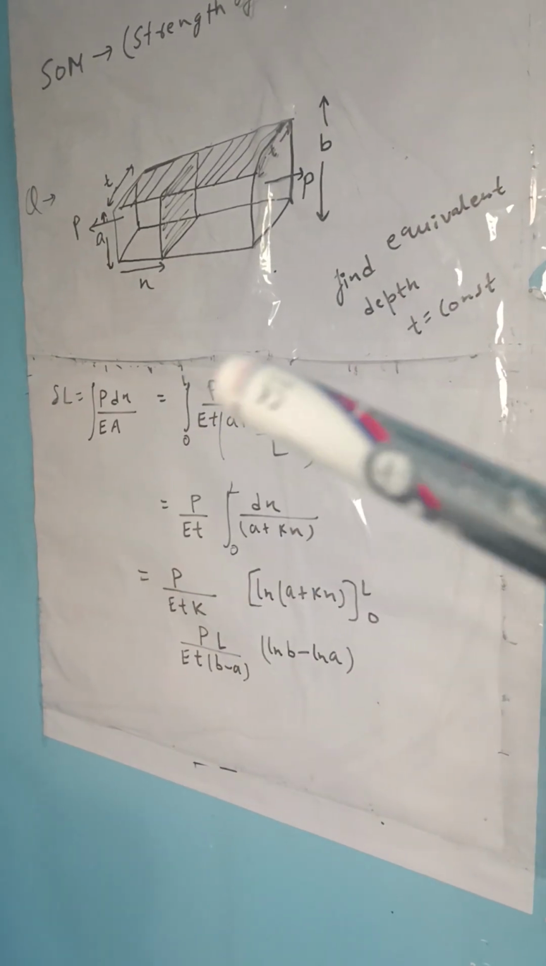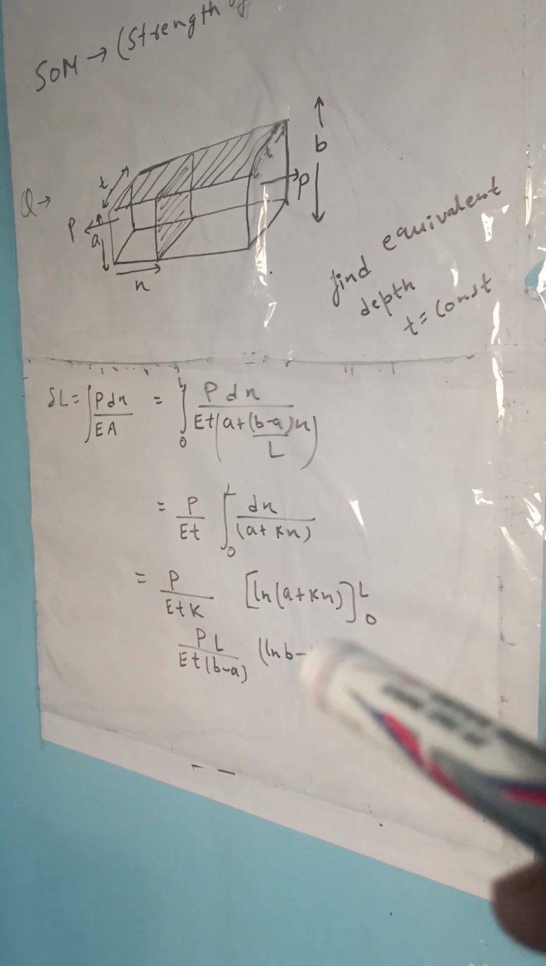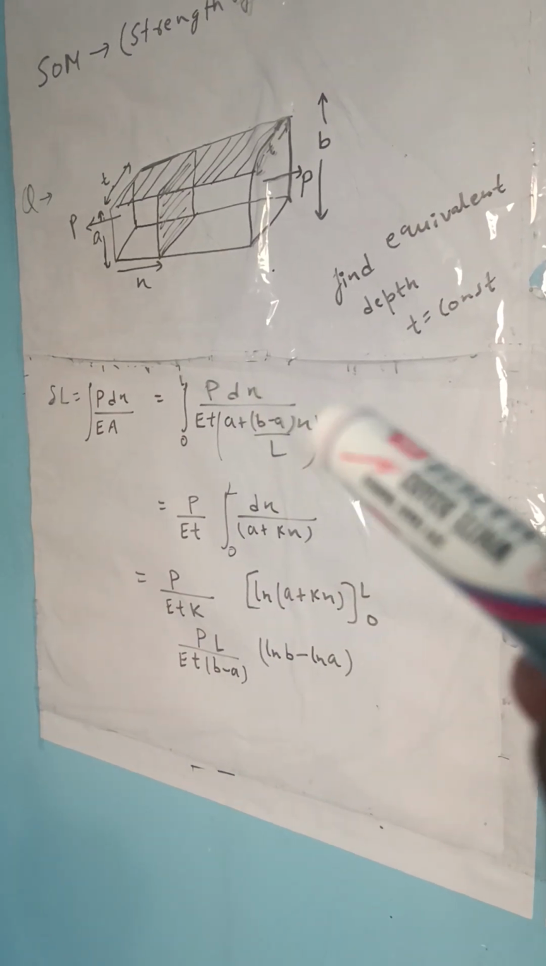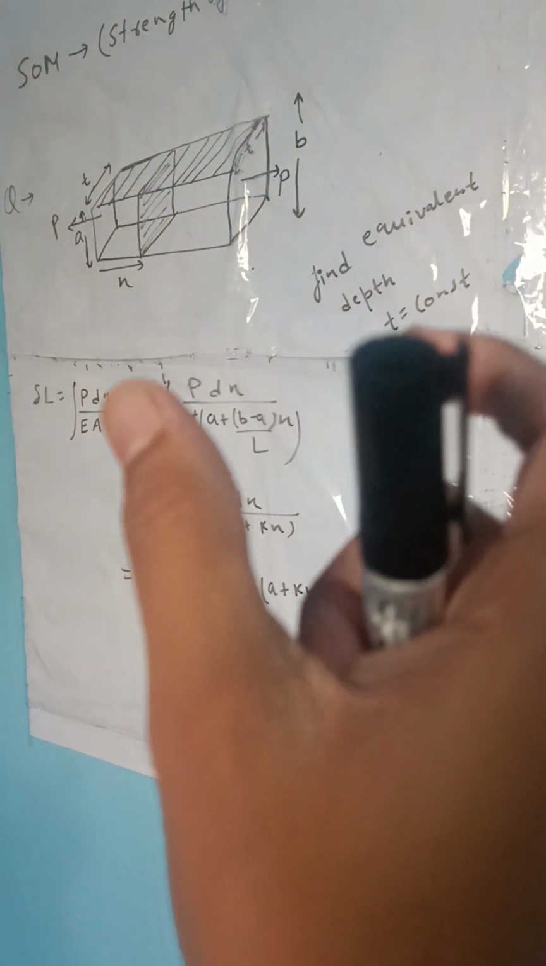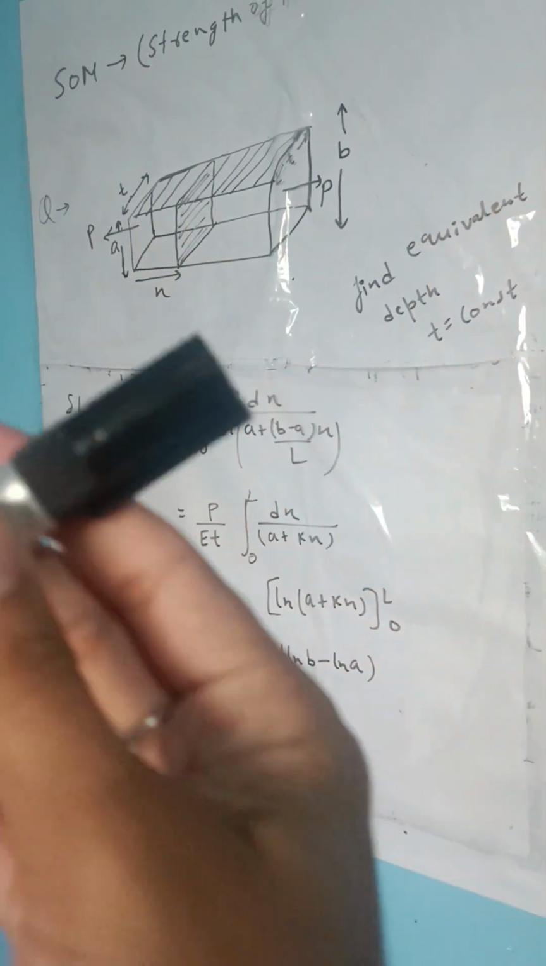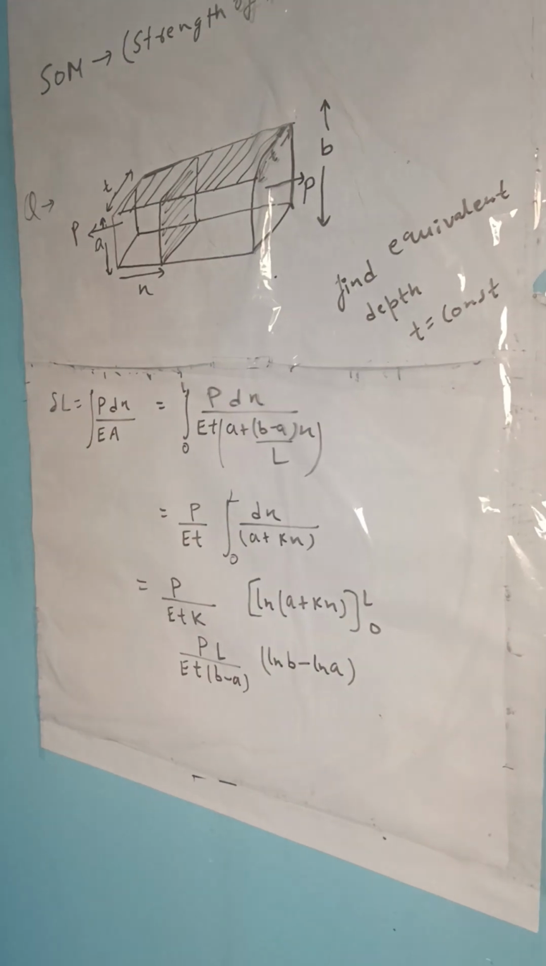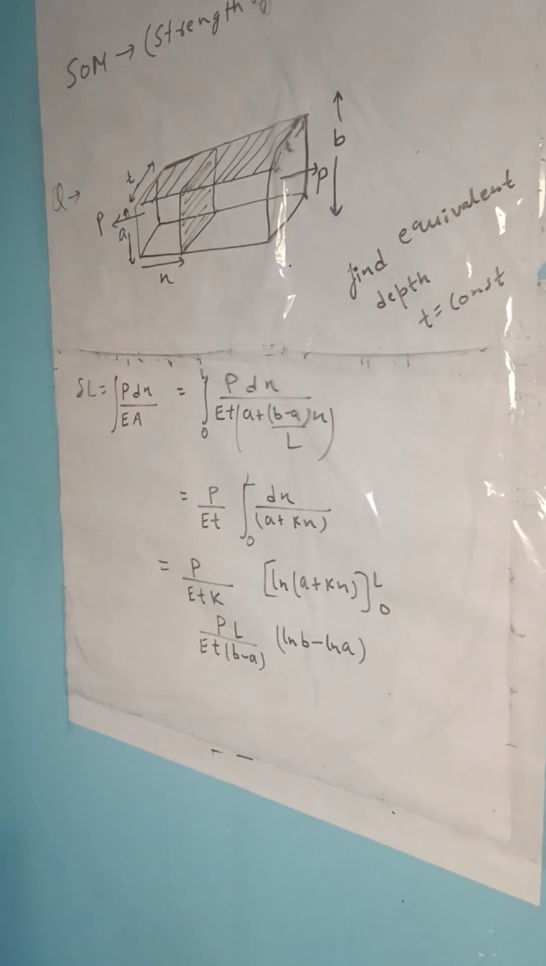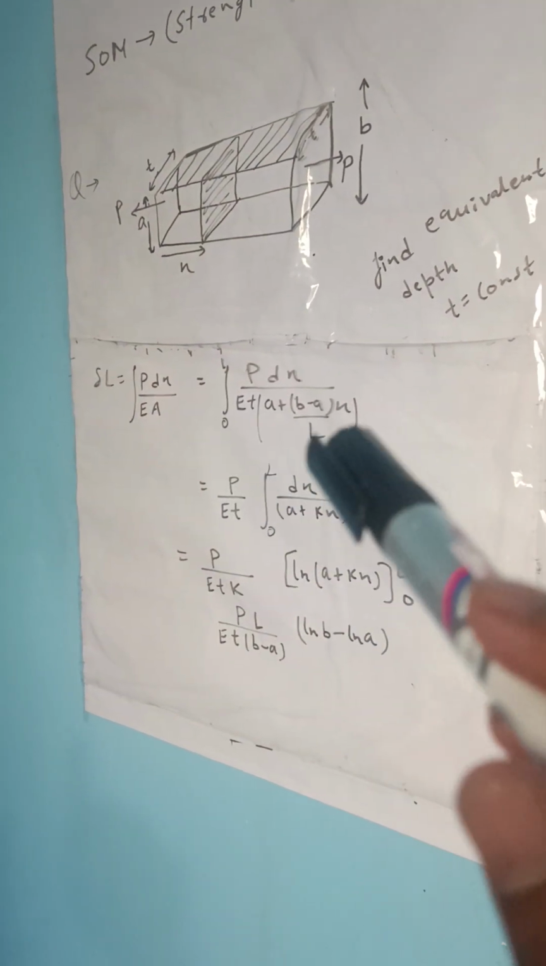So for L length, the change is B minus A. For unit length, the change will be (B minus A) by L. So for x distance from the left hand, the change will be (B minus A) by L into x. So depth will be A plus (B minus A) by L x.